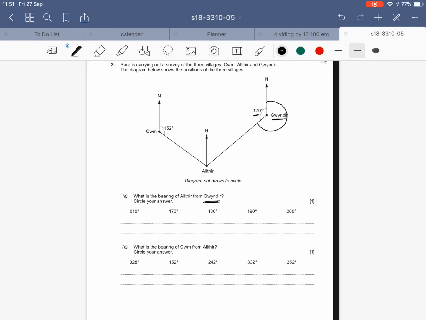So I've already been given 170. I should know that angles around a point equal 360. So I need to do 360, take away 170, which is 190.